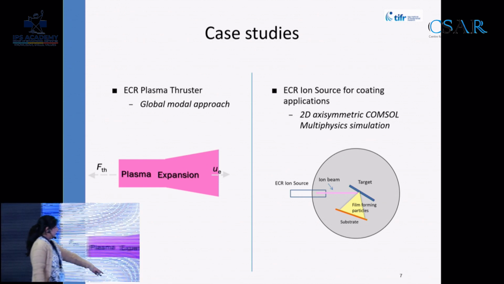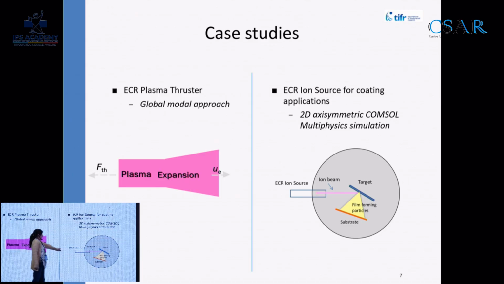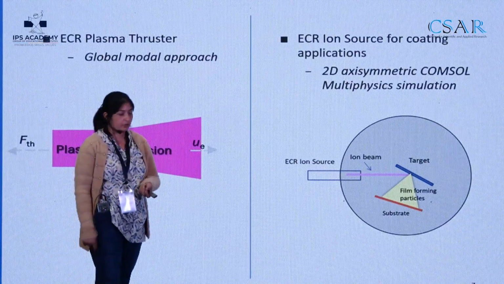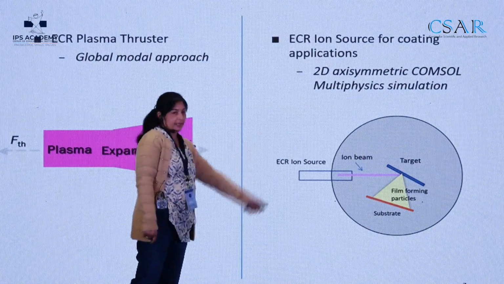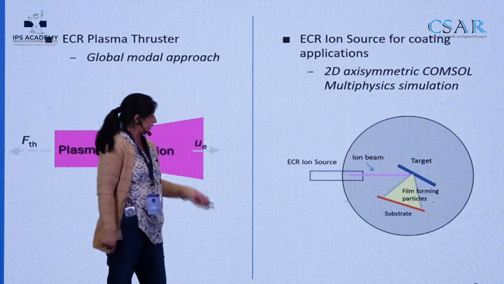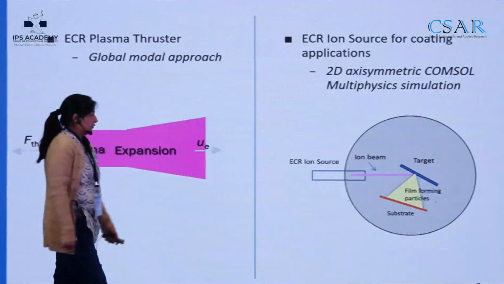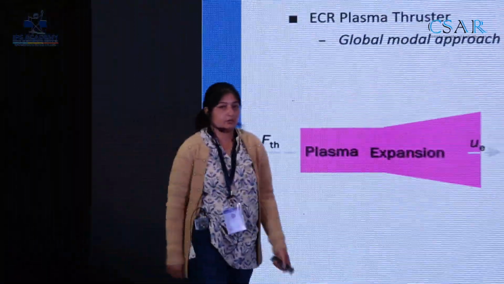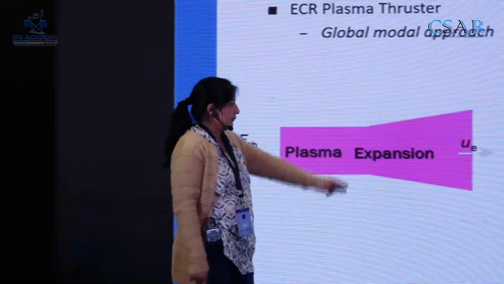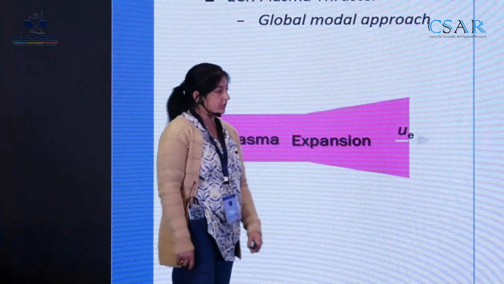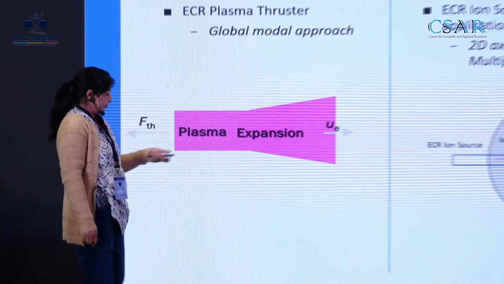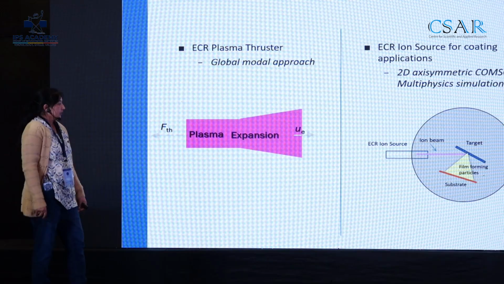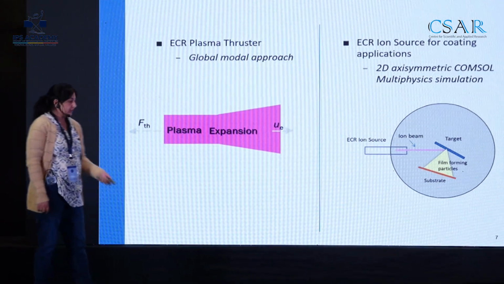The simple principle is shown here. A large energy ion beam, in the range of kilo electron volts, is hit onto a target, and this target material is sputtered and deposited on a substrate. These high energy beams are required for depositing good quality dielectric films. So ECR plasma sources need to be developed for such applications. I will utilize a simple 2D axisymmetric COMSOL simulation to see the dynamics of these ECR ion sources.